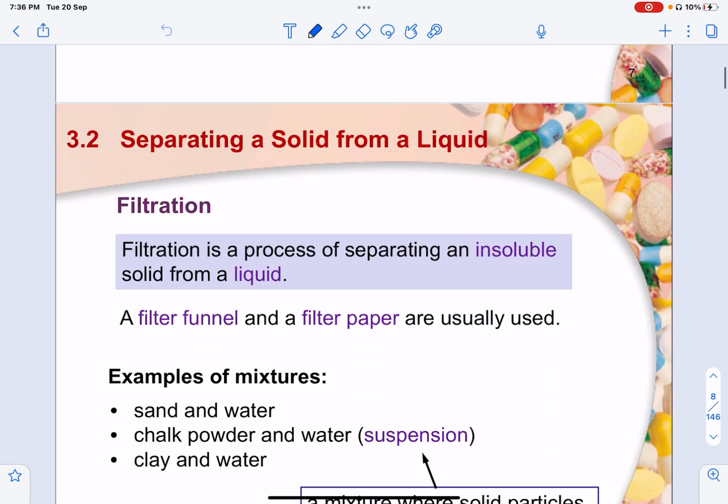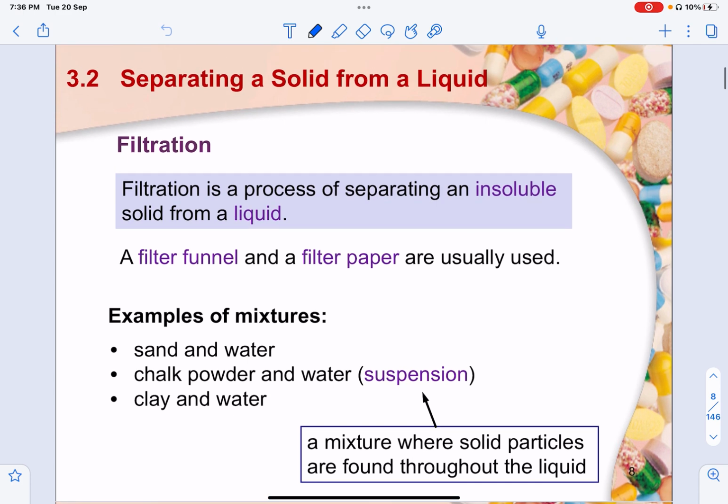Then, how do we go about separating a solid from a liquid solution? Let's say I give you sand and I put it in the water. How am I able to get the sand out from the water? That's what we are discussing, getting the solid from the liquid. Here, we can do a process called filtration, which is the process of separating an insoluble solid from a liquid. Now, the key thing here is insoluble. Insoluble means that it cannot be dissolved in water, or basically in the solvent used.